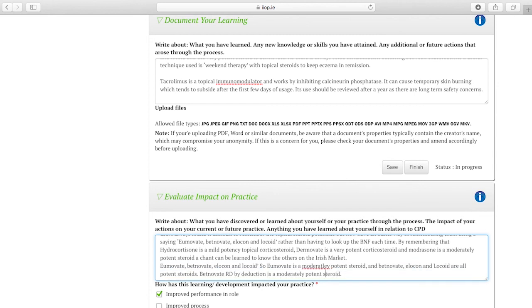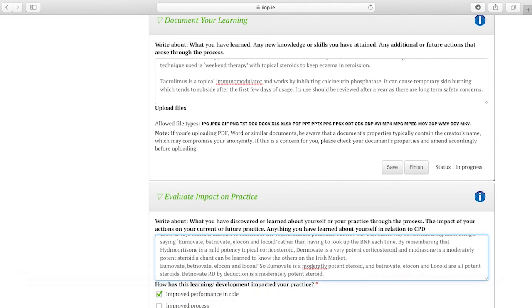So Umivate, Betnivate, Elocon, and Locoid. So Umivate is a moderately potent steroid, and Betnivate, Elocon, and Locoid are all potent steroids. So if Betnivate is a potent steroid, then that means that Betnivate RD by deduction is a moderately potent steroid. So Umivate is moderate, and the other three then are the potent.